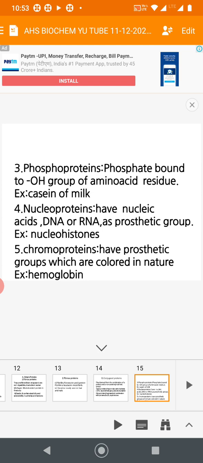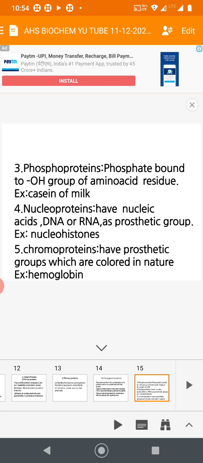Nucleoproteins, the fourth one, are present in nucleic acid. What are those? DNA and RNA. These nucleoproteins have nucleic acid, DNA or RNA, as prosthetic group. They are proteins and nucleic acids. Example: nucleohistones.